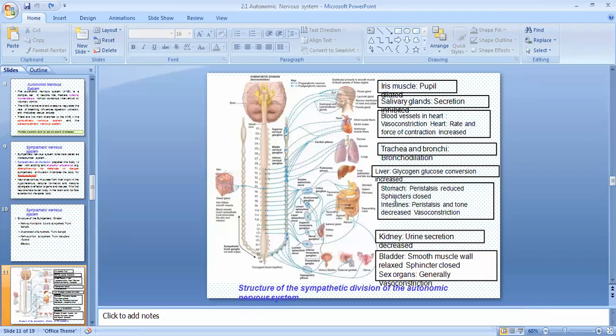Stomach: peristalsis is reduced, sphincters are closed; we cannot eat in that position. Then intestines: peristalsis and tone are increased, vasoconstriction, urine secretion is decreased, and bladder: smooth muscle walls are relaxed, sphincter is closed. So these are all the types of responses shown by the sympathetic nervous system, the fight and flight type of mechanism.